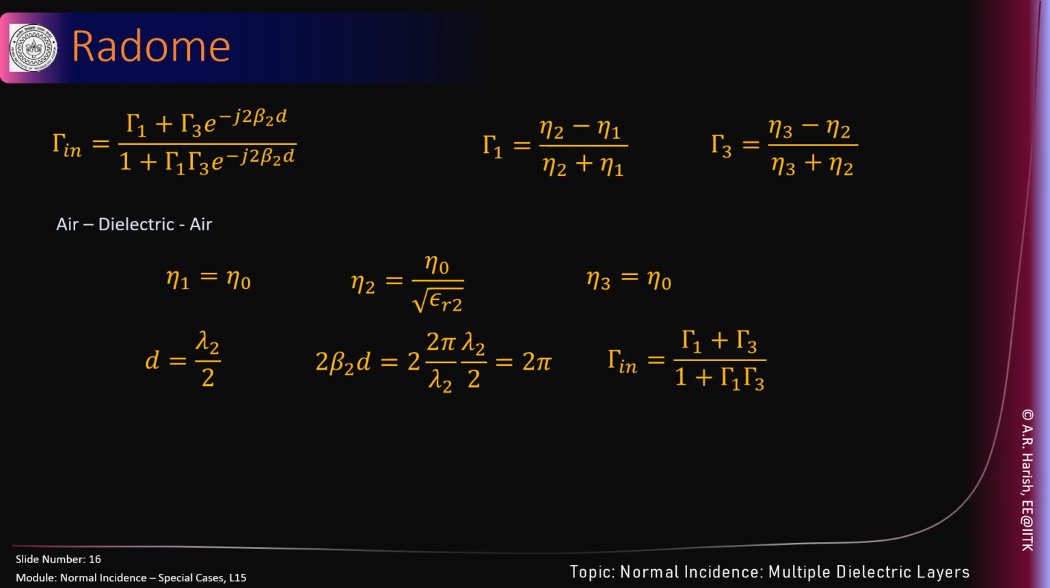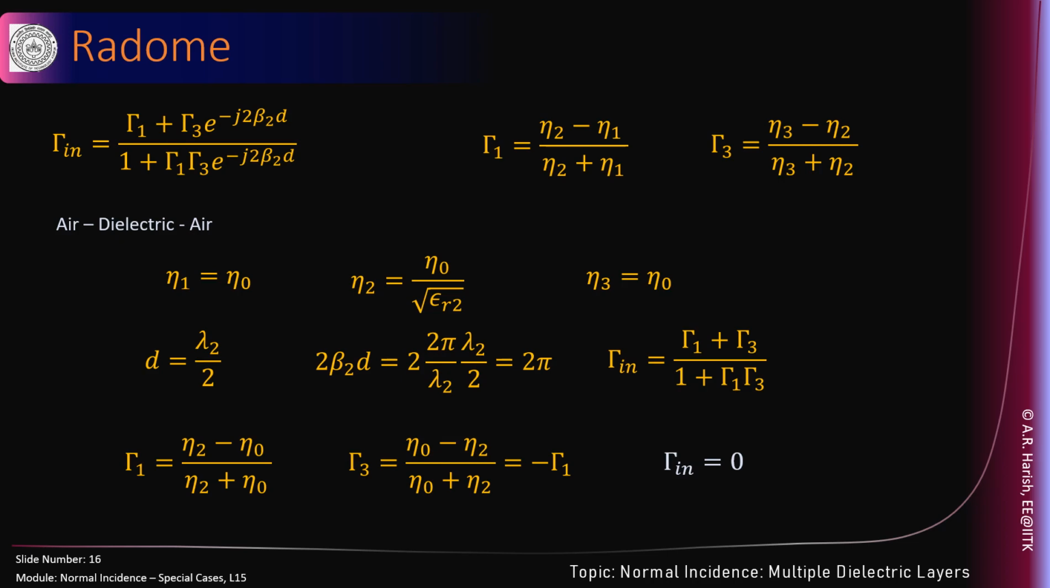Therefore, gamma in is gamma 1 plus gamma 3 upon 1 plus gamma 1 gamma 3. Now, what is gamma 1? Eta 2 minus eta naught upon eta 2 plus eta naught, because eta 1 is equal to eta naught. What is gamma 3? Eta naught minus eta 2 upon eta naught plus eta 2. Therefore, gamma 3 equals minus gamma 1. Therefore, gamma in will always be equal to 0. If you choose a slab which is half wave thick, it doesn't matter what the permittivity is, you keep it in free space, it will not see any reflection. The wave will simply pass through it.